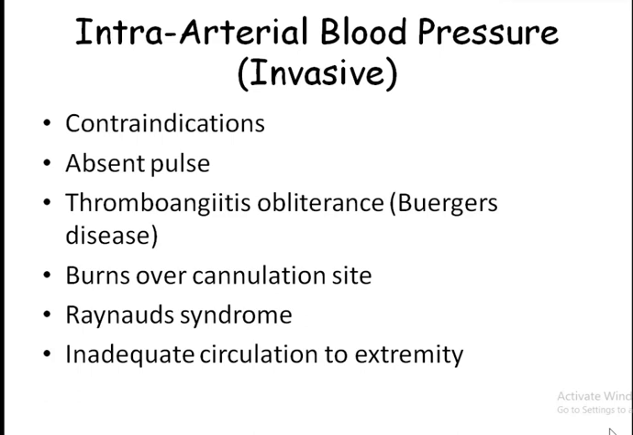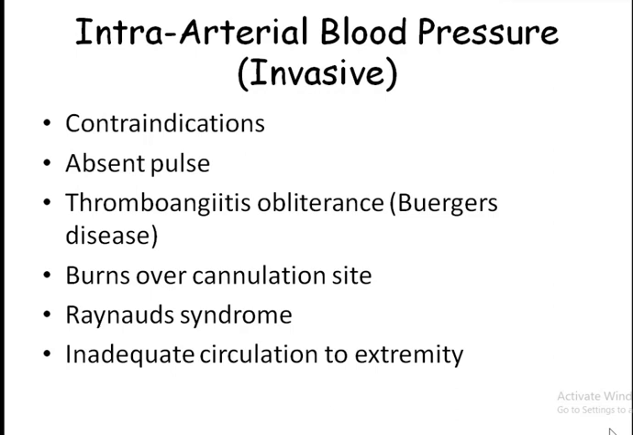So contraindications are if there is an absent pulse. While inserting an arterial cannula, you first palpate the pulse, and if there is no pulse, then it will be very difficult for you to insert the arterial cannula. Mind you, you will not be able to insert it. If there is a condition called Buerger's disease, any kind of arterial disease, that is an absolute contraindication. Also burns over the cannulation sites, Raynaud's phenomenon, or inadequate circulation in the extremities.